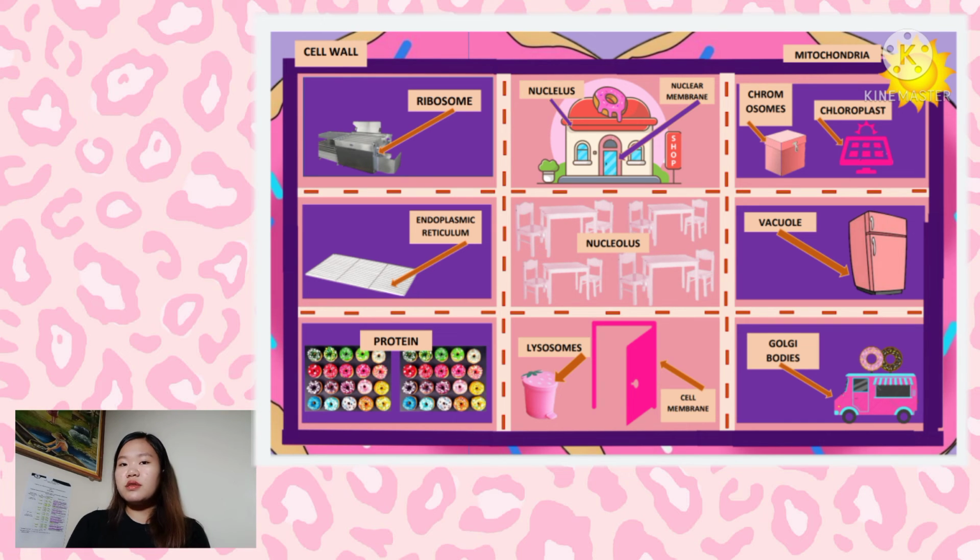The next one is the chromosomes or the recipe box. A recipe box full of recipes is identical to chromosome full of DNA. The next one is the vacuole or refrigerator. A refrigerator is used to store food, as well as a vacuole is used to store chemicals. The last one is the Golgi bodies or the delivery trucks. Trucks package and transport the product in the same way that the Golgi apparatus packages and exports protein into vesicles.